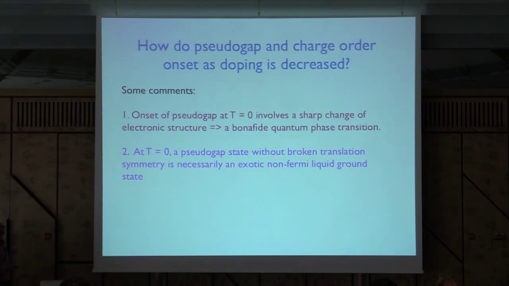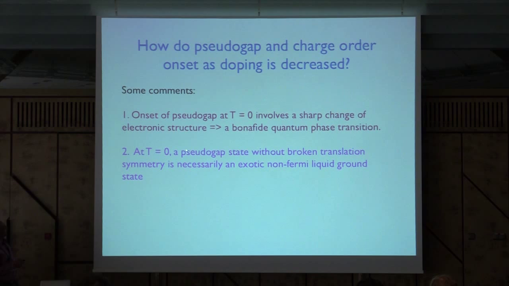Okay, so the big question that's raised by all of these things is the following, right? How do the pseudogap and charge order onset as the doping is decreased from optimal doping, from the overdoped side? So deep in the overdoped side, neither of these phenomena exist. There's no pseudogap and there's no charge order. As you decrease the doping, both these phenomena are empirically well documented. So then what happens? I want to make a couple of comments here.